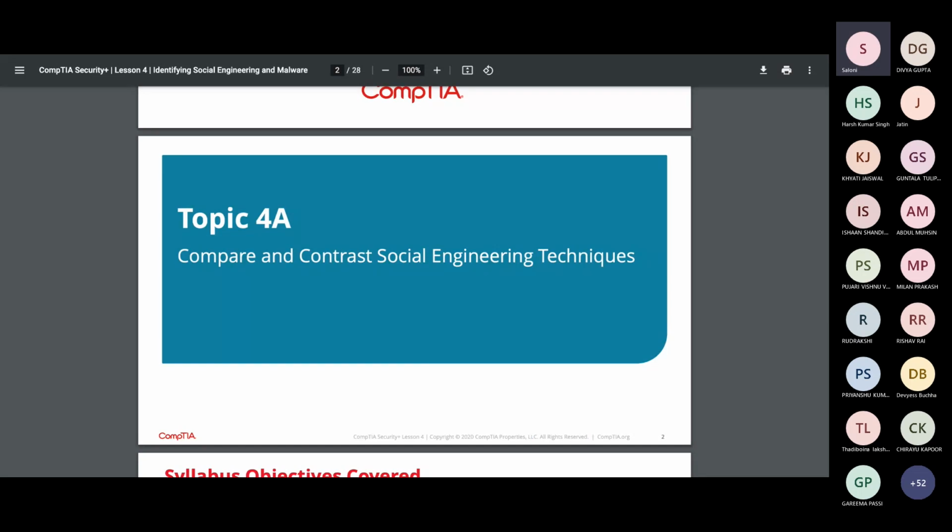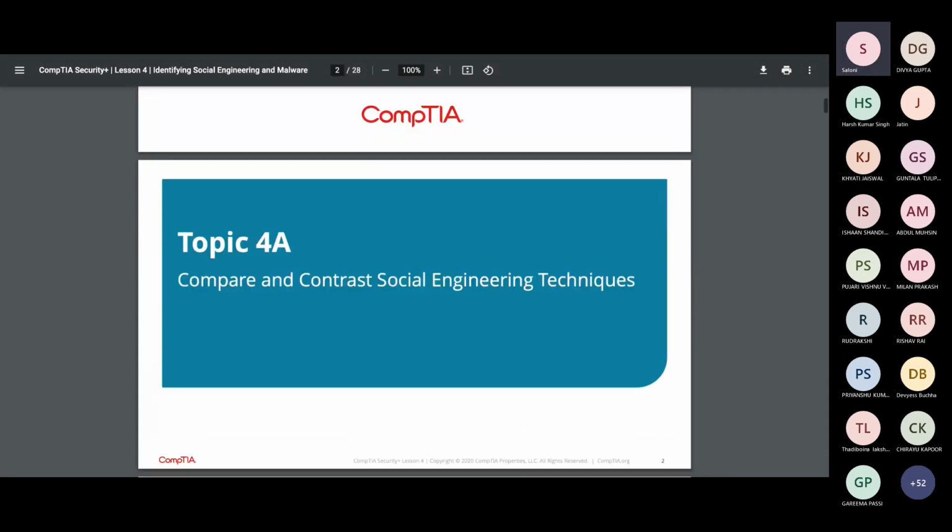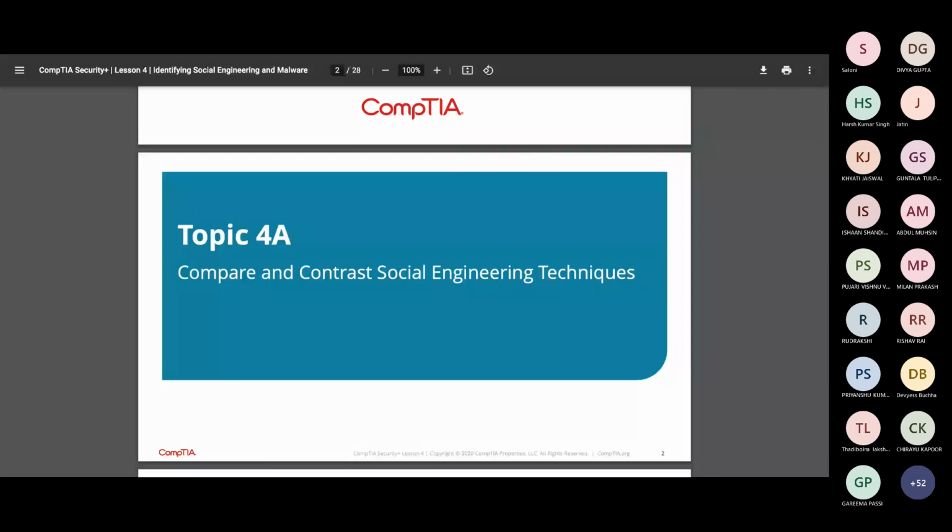How many of you have heard of the term social engineering before? Have you ever heard about social engineering, kids? Any idea about it? Say something. Yes, no, maybe. In politics.